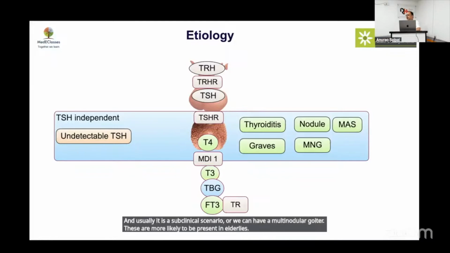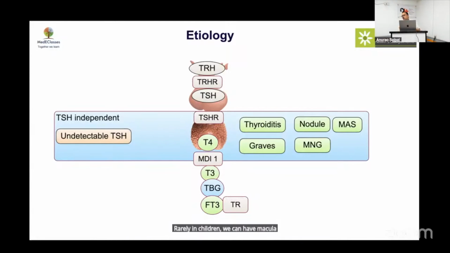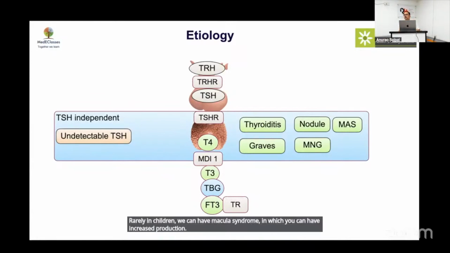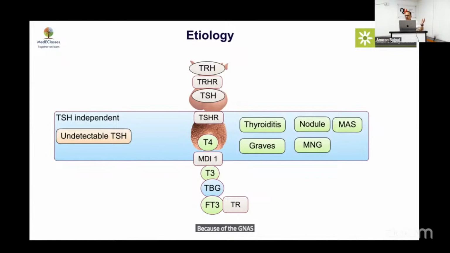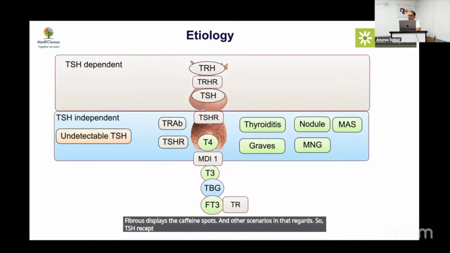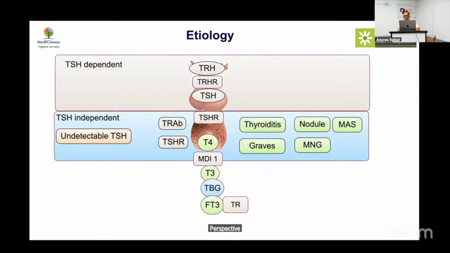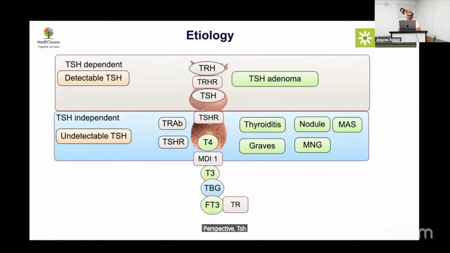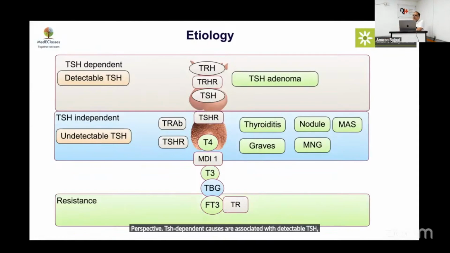Rarely in children, we can have McCune-Albright syndrome, in which you can have increased production because of GNAS activation, along with multiple other abnormalities like precocious puberty, fibrous dysplasia, cafe au lait spots, and others. So TSH receptor antibody plays an important role in that perspective. TSH dependent causes are associated with detectable TSH because of a TSH adenoma.